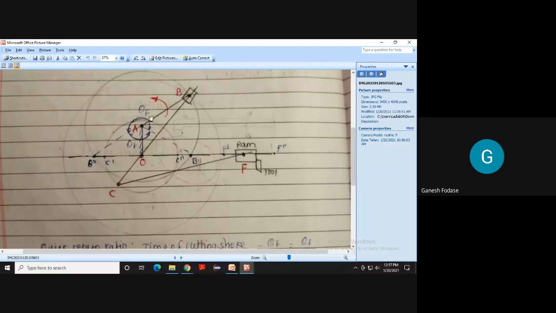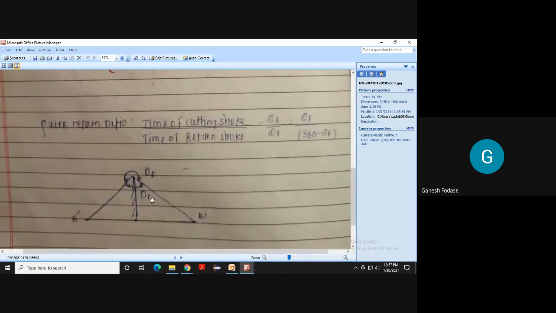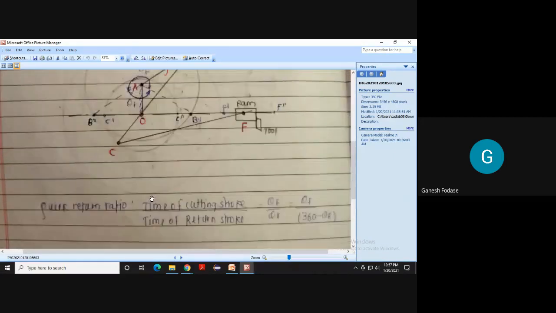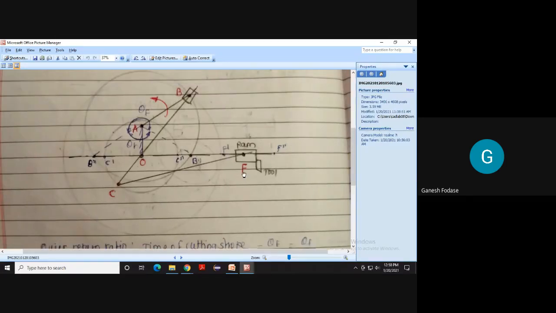The angle turn during this stroke, that is B dash to B double dash, is more, that is theta f is more than theta r. Then we define the quick return ratio as theta f upon theta r. And remember here, tell me the extreme positions of the crank when the tool is at F dash and F double dash. When the tool is at F dash, where is the crank?